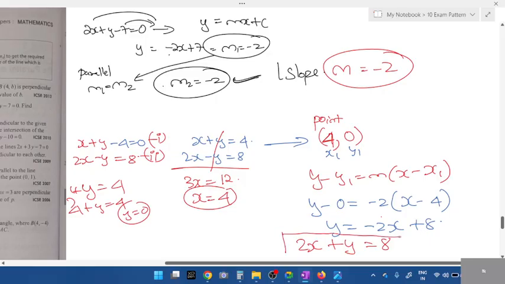This is the answer, students. 2x plus y is equal to 8 is the answer. Final equation.